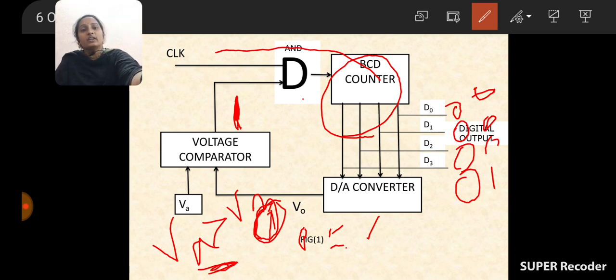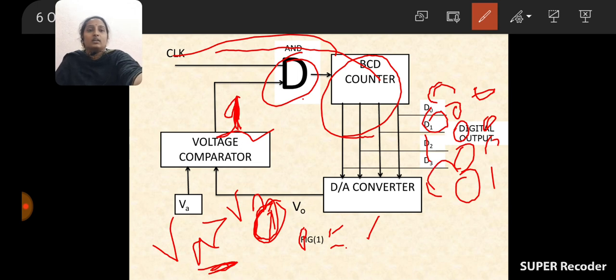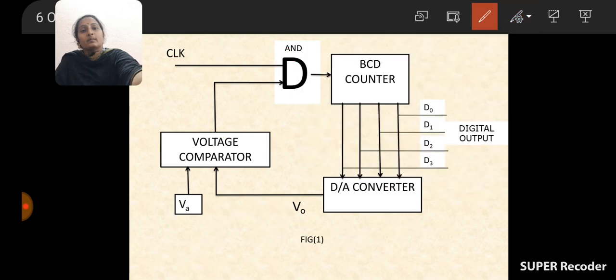If VA is still greater than V0, the voltage comparator will produce one more pulse, and again the AND gate acts like a short circuit and allows the second pulse. Now the counter gives the value of the second pulse as 0 0 1 0, and again the D2A converter converts this 0 0 1 0 into the equivalent analog voltage, say 1.625 volts. Now our comparator will again compare this input voltage VA with V0.